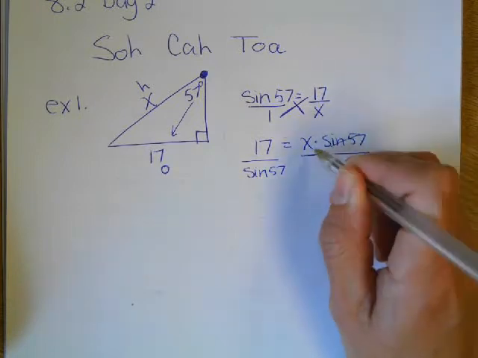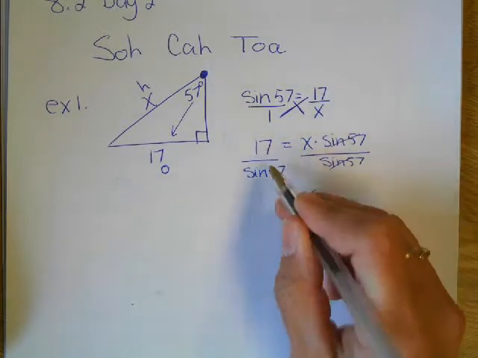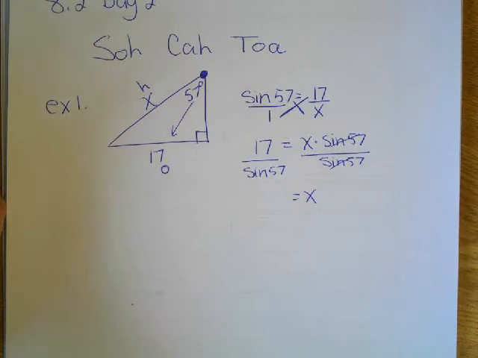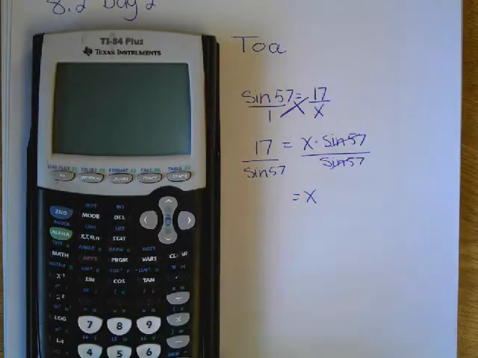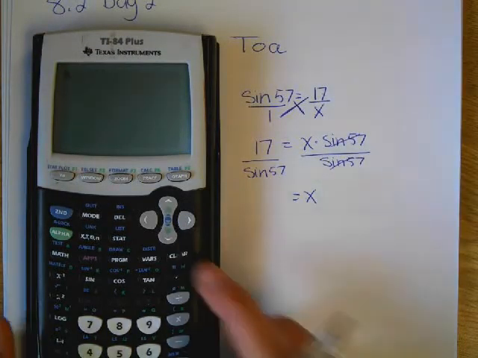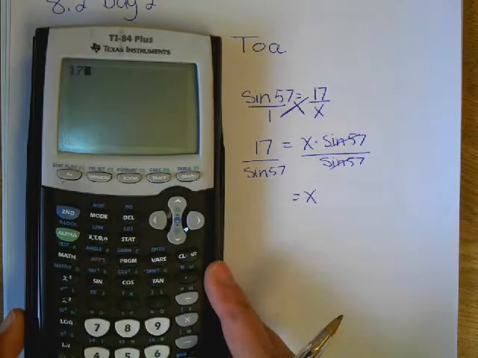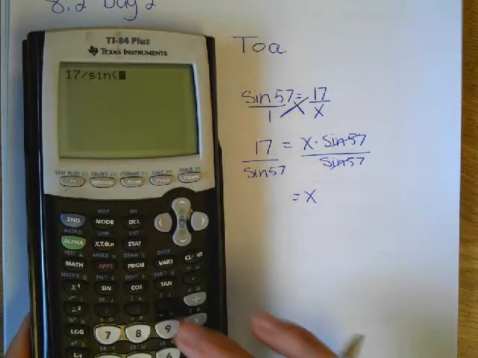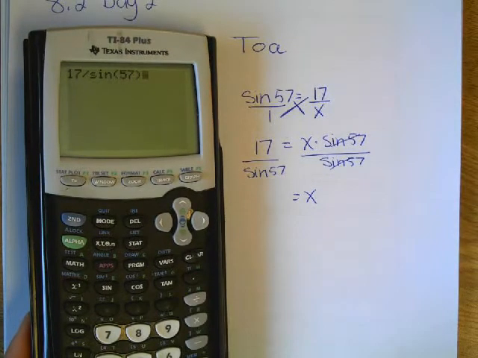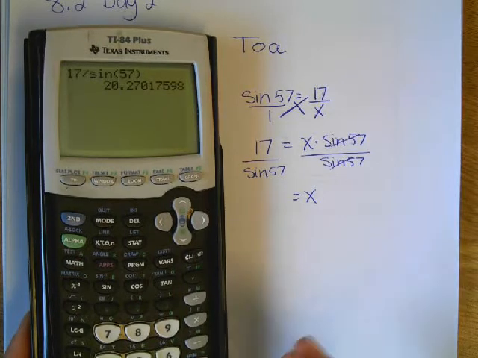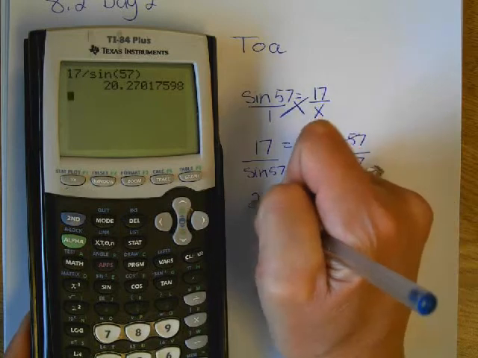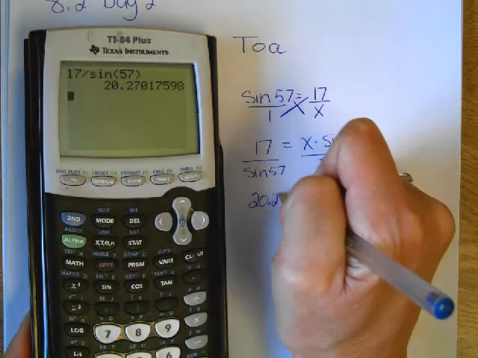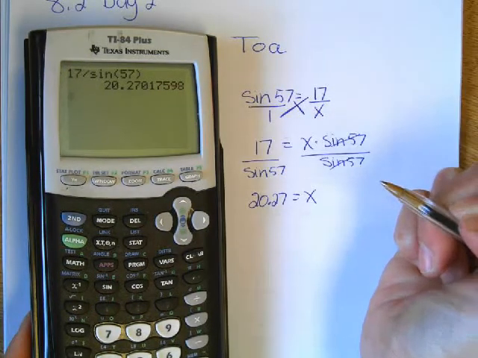Those cancel over there. Now we pick up a calculator and type in exactly what we have. We want the 17, you can see it, divided by the sine of 57. Enter. And I think they rounded to the nearest hundredth. So 20.27 will be our answer.